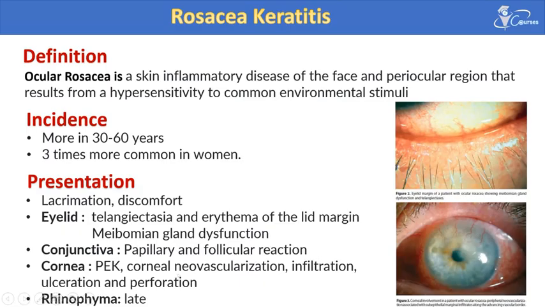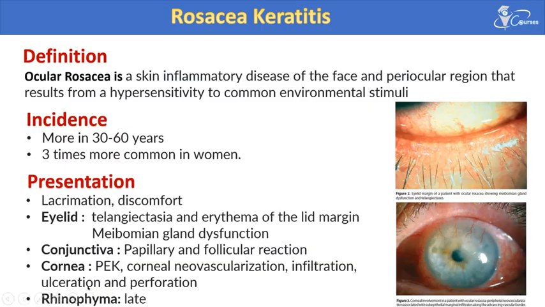Then it will cause ulceration, and eventually it can result in perforation in advanced stages. Not all cases will progress to that, but if the underlying systemic condition is not controlled, it can progress to these severe cases. So again, the cornea can show punctate epithelial keratitis, corneal neovascularization, infiltration, scarring, ulceration, and perforation.